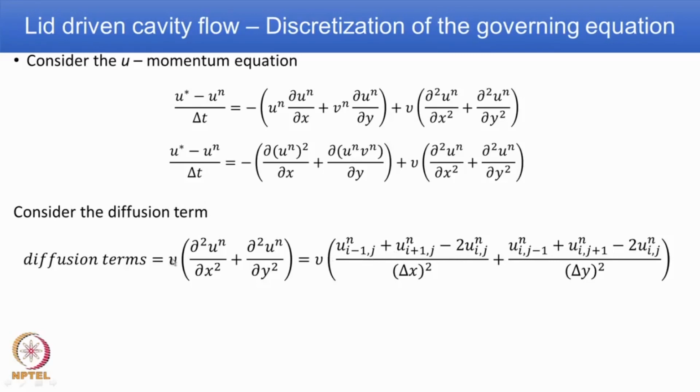So, for the first term in the bracket, dou squared u^n by dou x squared, the discretized equation is shown here. Because we mentioned it is explicit, we have all superscript n. So, u evaluated at i minus 1, j, n plus u at i plus 1, j, n minus 2 times u at i comma j, n, by delta x squared. Similarly, for the second derivative in y direction, that is what is shown here.